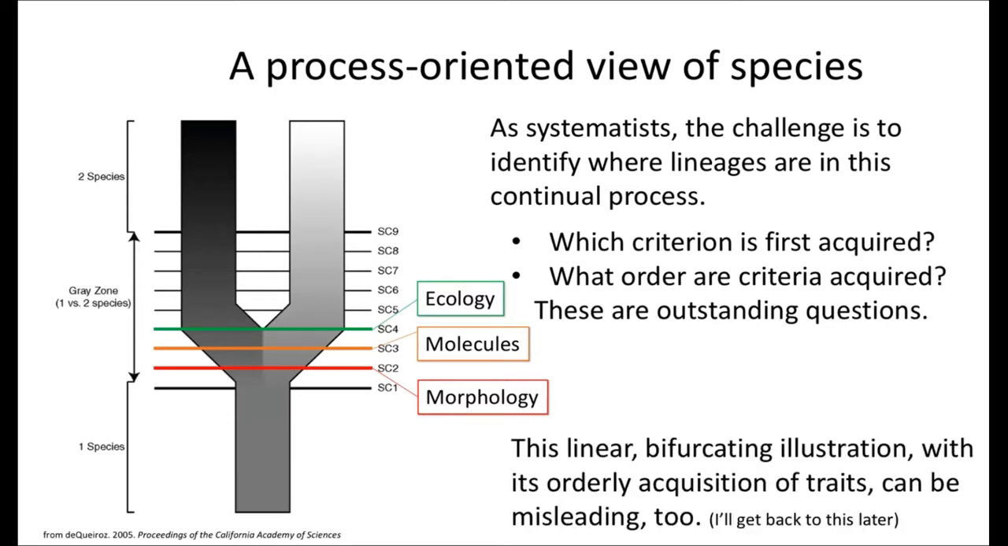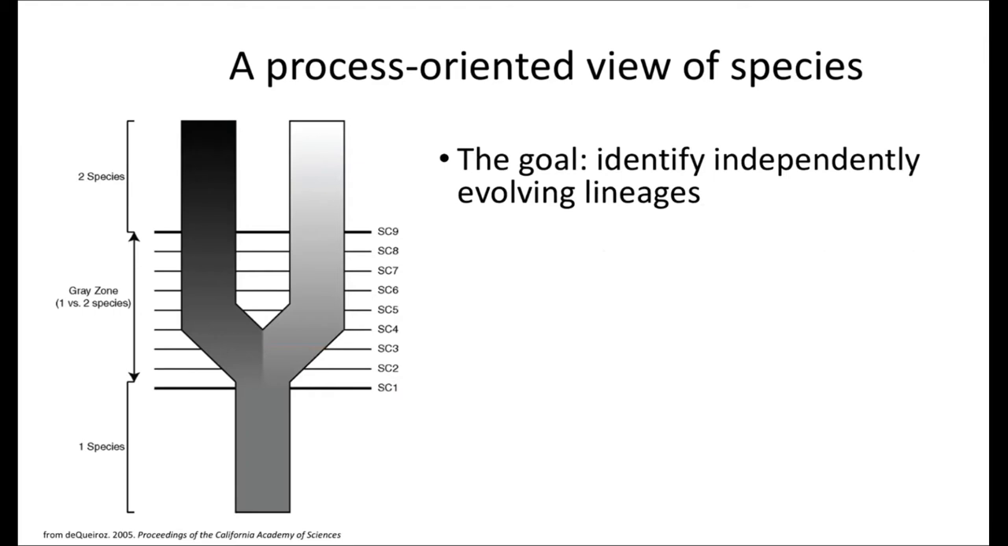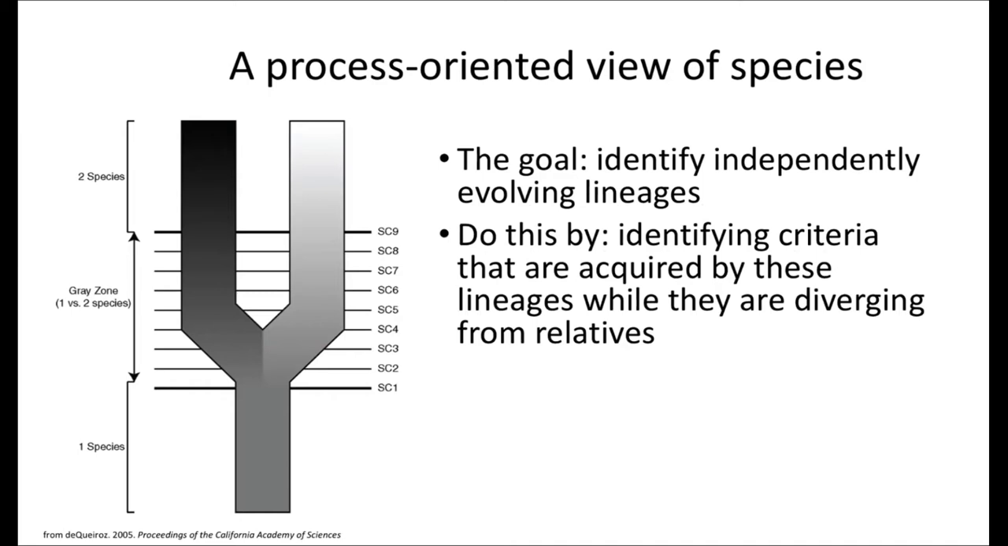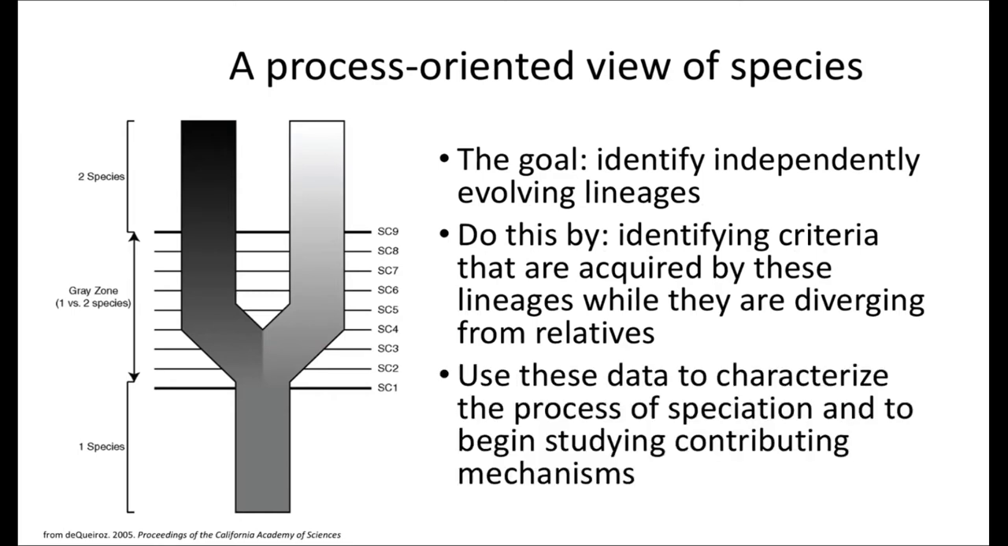So I do want to stop and point out that this linear bifurcating illustration, with its nice, tidy, orderly acquisition of traits, is very misleading. And I'm going to get back to this a little later on. But despite the fact that this is oversimplified, it's a very useful illustration to get the point across. So ultimately, the goal of what I'm doing is trying to identify independently evolving lineages. I do that by identifying criteria that distinguish these lineages, and then I use that information to try to characterize the process of speciation.